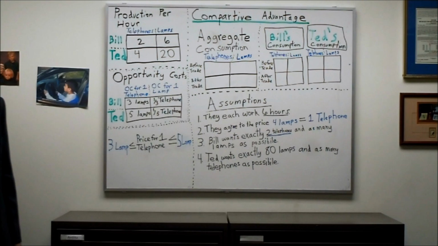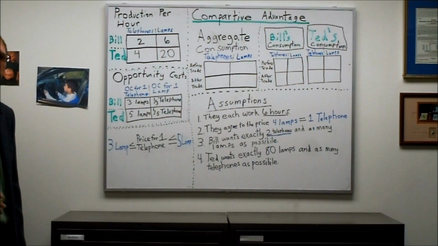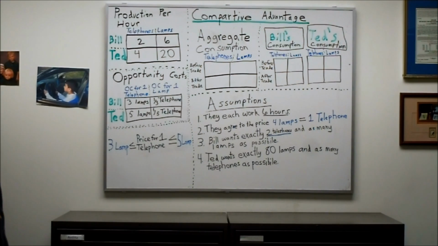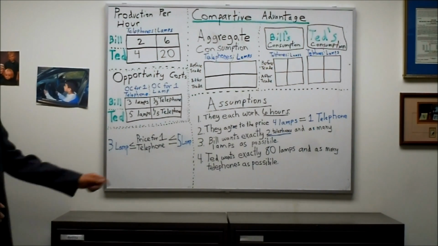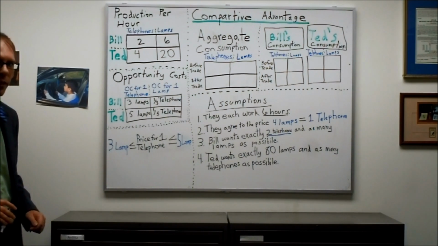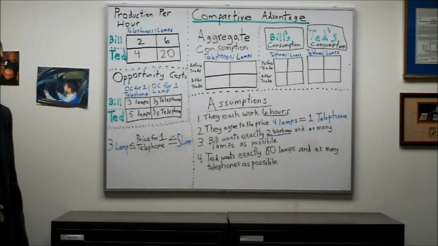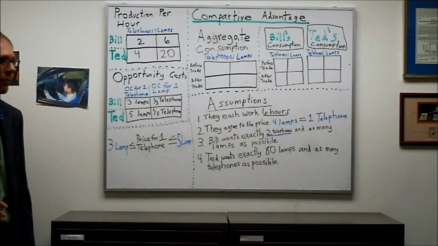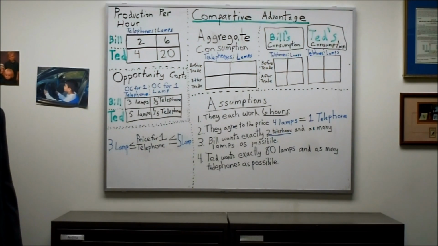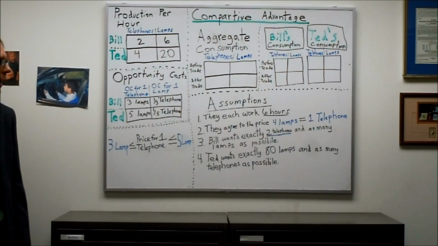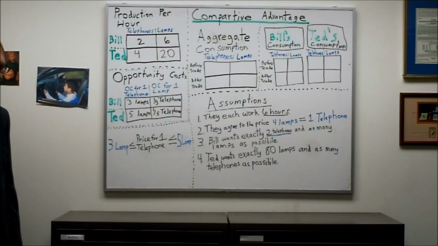To figure out if there is an increase in production and consumption before trade and after trade, we have to make some assumptions about Bill and Ted. First assumption, they can only work 6 hours. Second assumption, they agree to a price of 4 lamps equals 1 telephone. Third assumption, Bill wants exactly 2 telephones and as many lamps as possible. Fourth assumption, Ted wants exactly 80 lamps and as many telephones as possible.